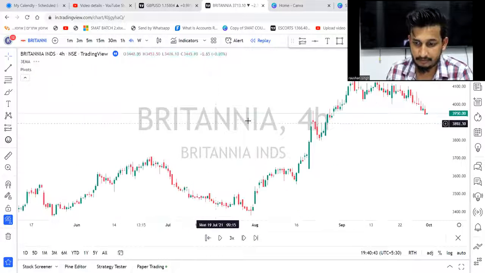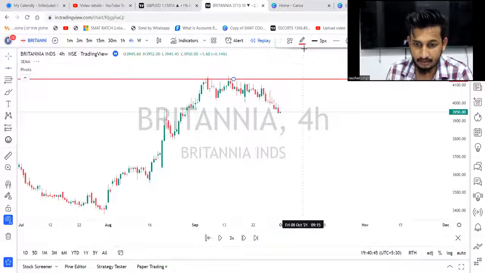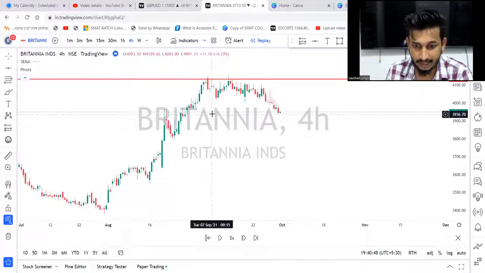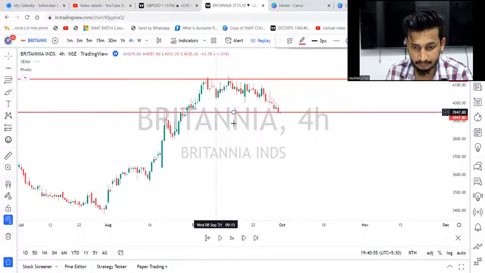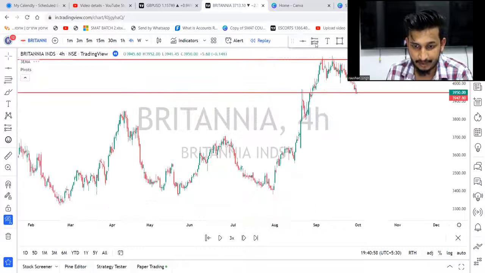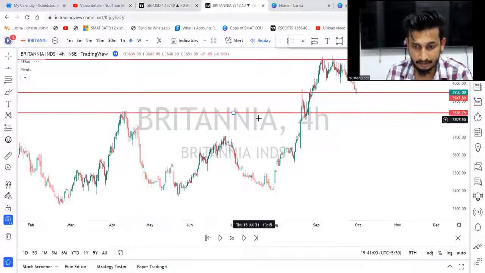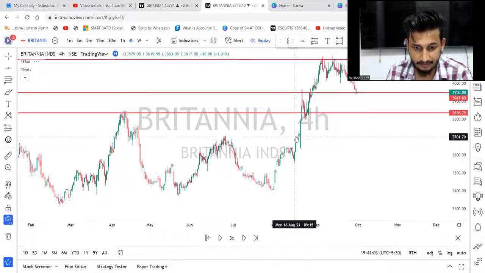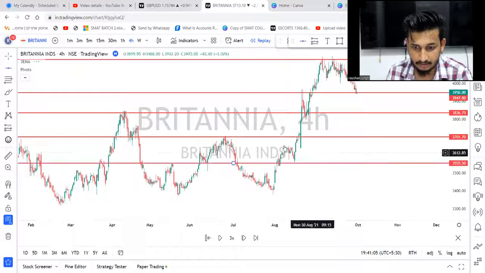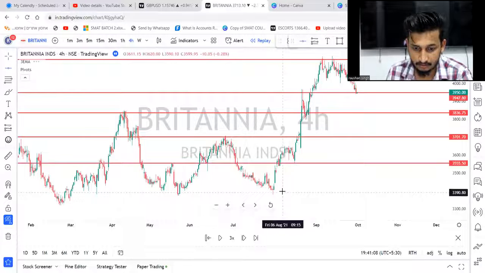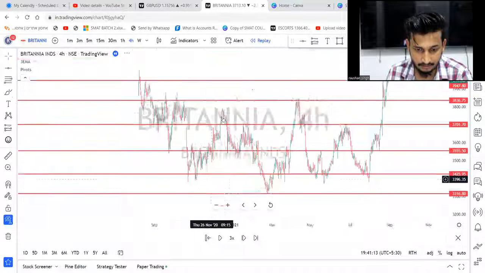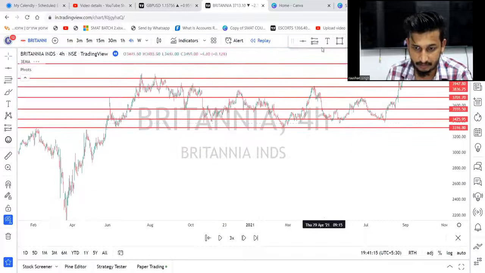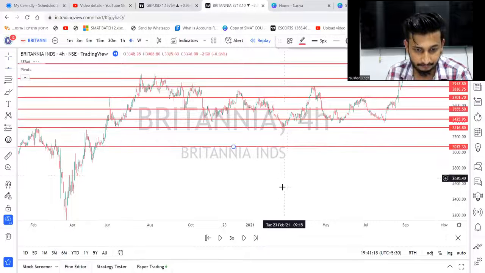Now, if I have to draw my support and resistance line, I have one over here. Then I have at this point of time as well the same level. Then I'll be having at this point of time. Then we have around this level, this level, this level, and this level. After that, also, in case market is moving downside, we'll have it.